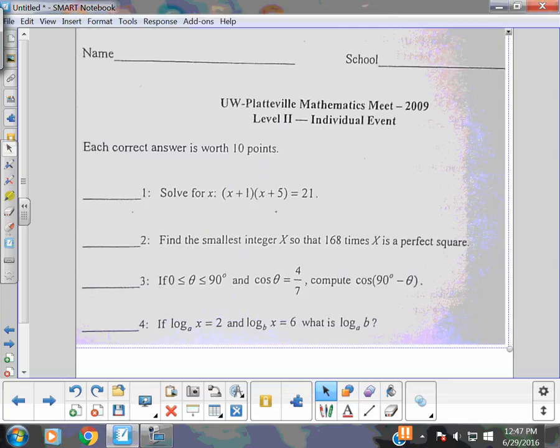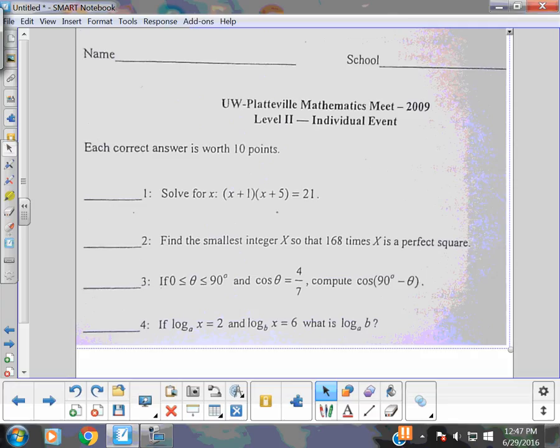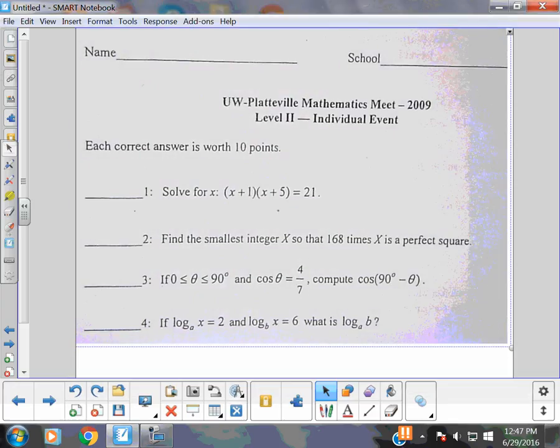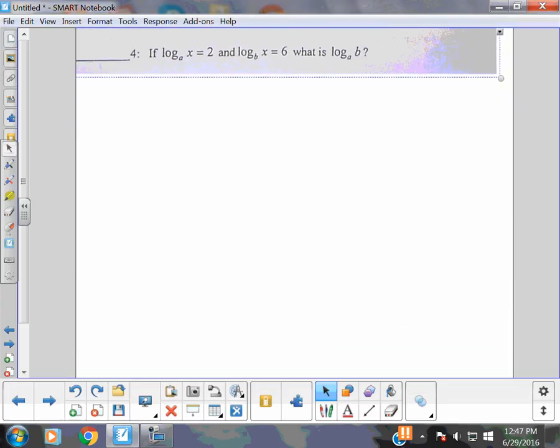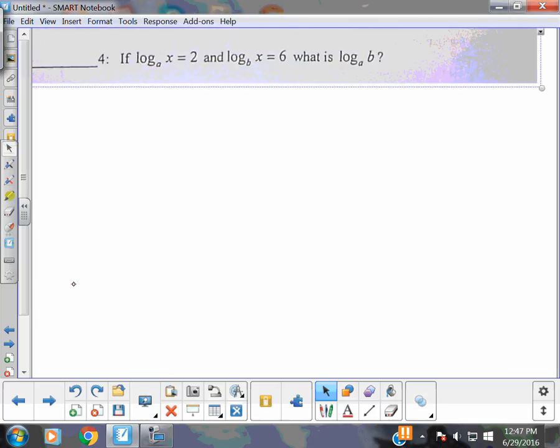Level 2, UW Platteville 2009. We're going to do problem number 4. Pull that to the top of the board. I'm going to blow it up so we can read it. If you want to pause and try it, you can.